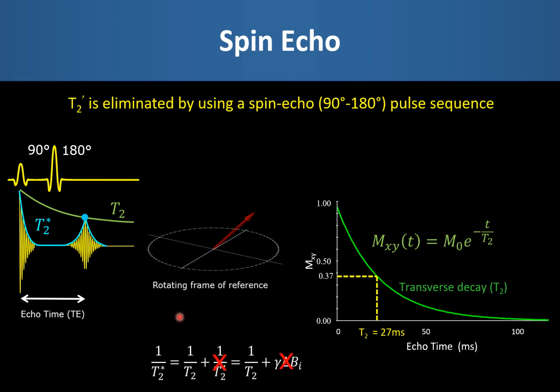So effectively what we're doing is eliminating that 1 over T2 prime component, or saying that we have got rid of this small variation in the static magnetic field. And then we have our true T2 decay envelope here. Clearly T2 is going to be longer than T2 star. And in this particular case, we can see that for this curve, the T2 relaxation time characteristic of the curve is 27 milliseconds. So that's the time for the magnetization to decay from its maximum value down to 37%.